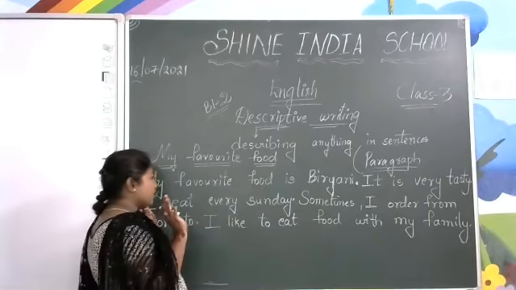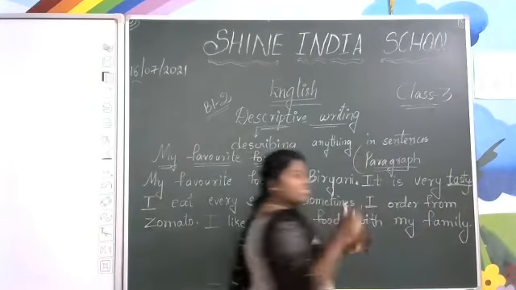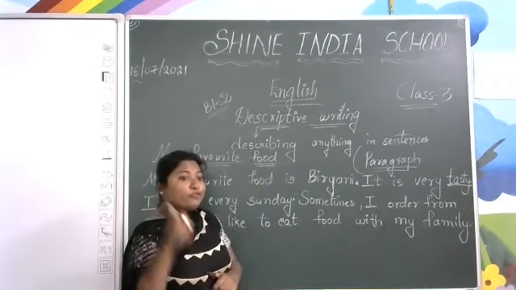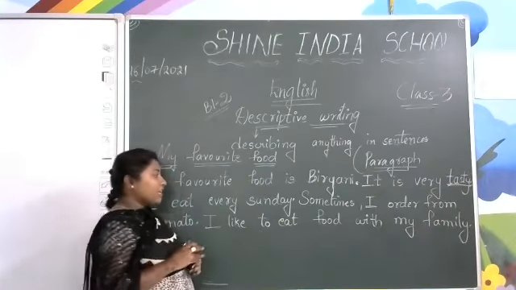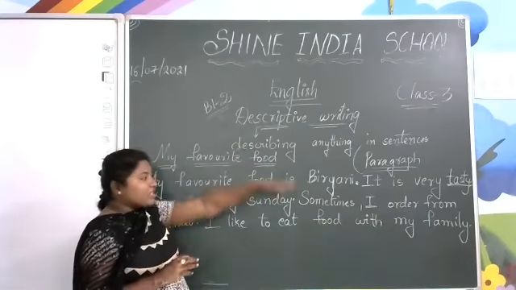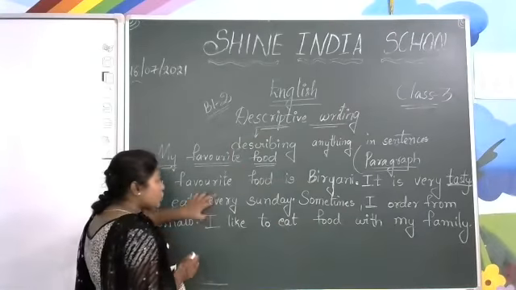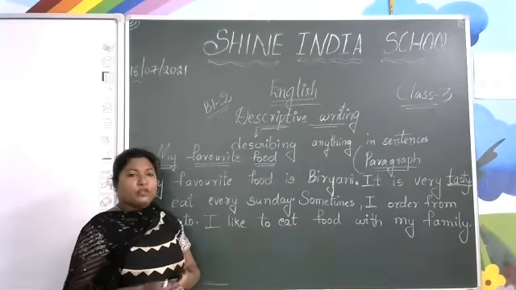Becomes very tasty. Tasty is the describing word. How is the food? Tasty. How is the food? Tasty. I eat every Sunday. Tasty is the describing word. So in this way, we are telling about our favorite food.